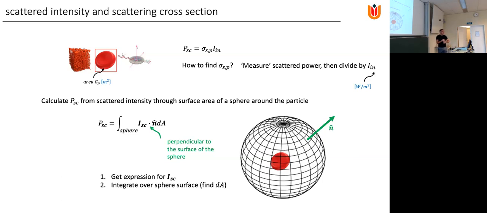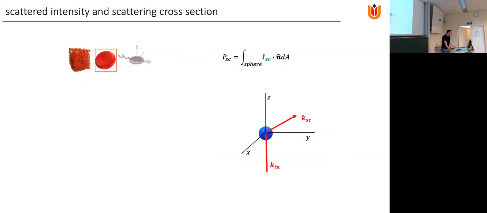Okay, we're ready to continue. So we left off here. The task is now to get an expression for the scattered intensity, and then after that we will integrate that over the surface of such a sphere, and from that calculate the scattering cross-section. All right.